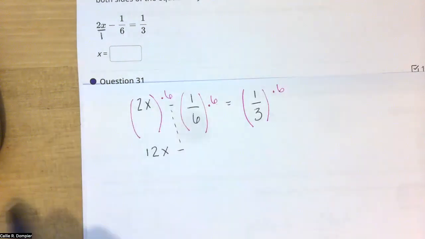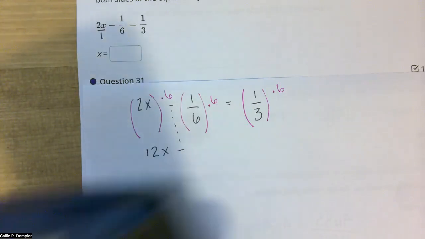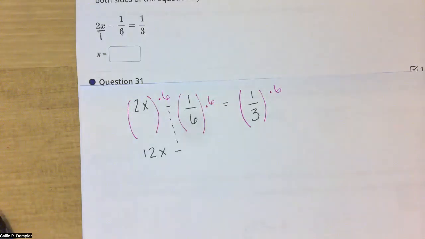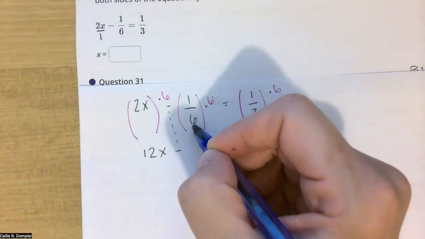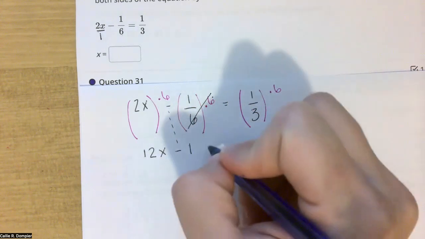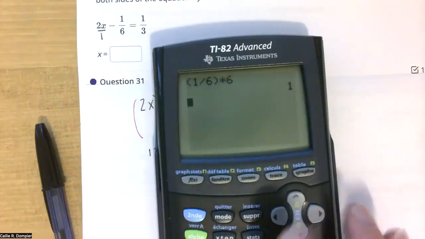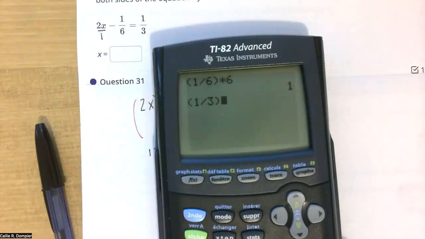1/6 times 6. You are welcome to do it with your calculator or in Desmos. 1/6 times 6 is 1. They cancel out, right? That's a 6 on top of the fraction and on the bottom of the fraction. So that just becomes 1 equals 1 divided by 3 times 6, which is 2.